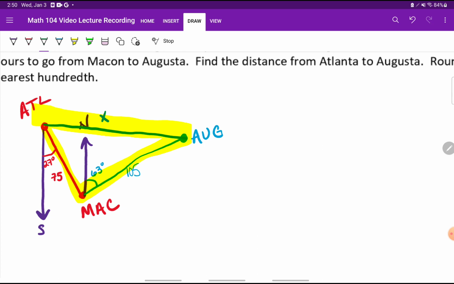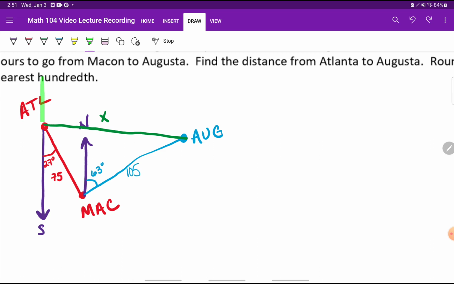And it looks like this would be the angle. That would be the right angle. And I already have some information. I know that a portion of that angle is 63. So this is where I'm going to focus my attention.